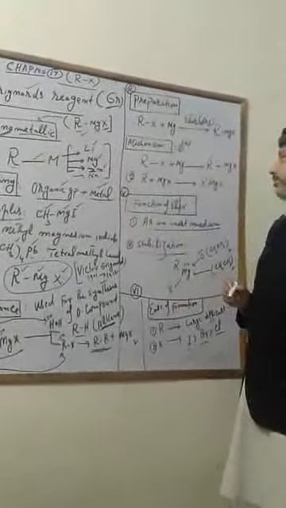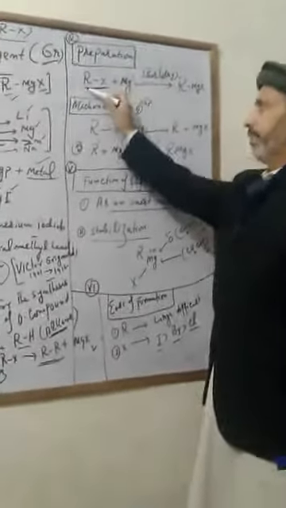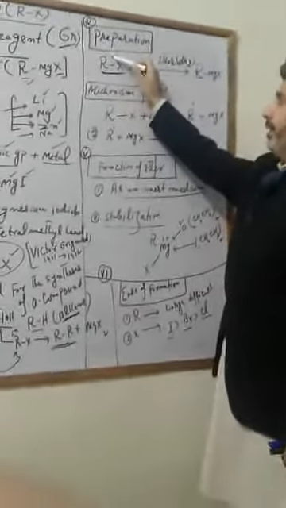Now, how is it prepared? How is Grignard reagent prepared? Grignard reagent is prepared by the reaction of an alkyl halide or aryl halide. Keep in mind, R may be aliphatic or may be aromatic.